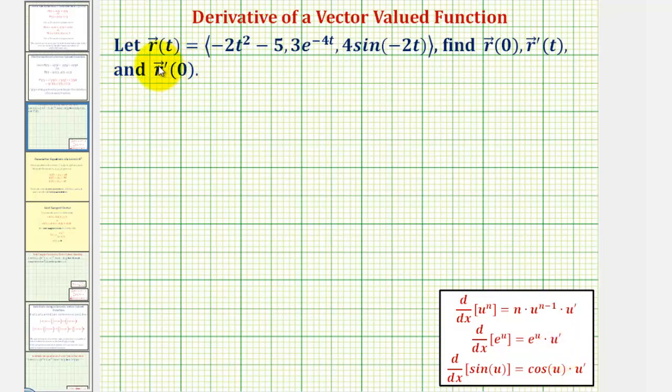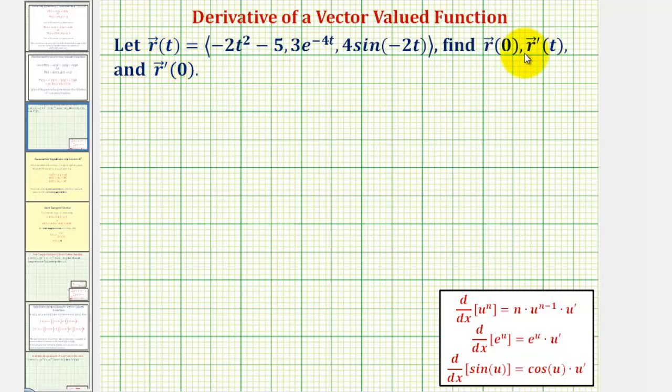We're given the vector-valued function r of t and asked to find r of 0, r prime of t, and r prime of 0. Where r of 0 would be a vector where the terminal point of the vector would be one point on the curve given by r of t.